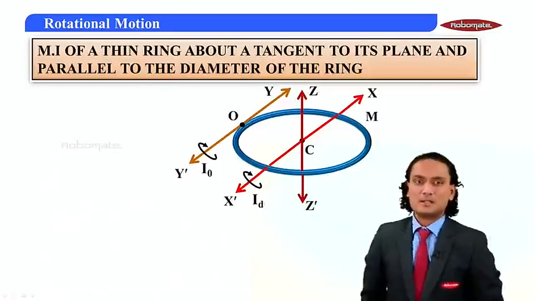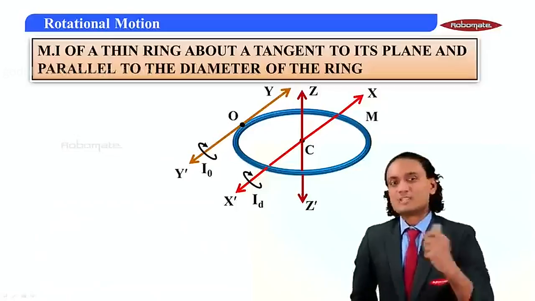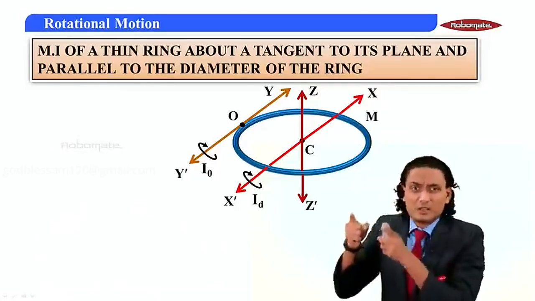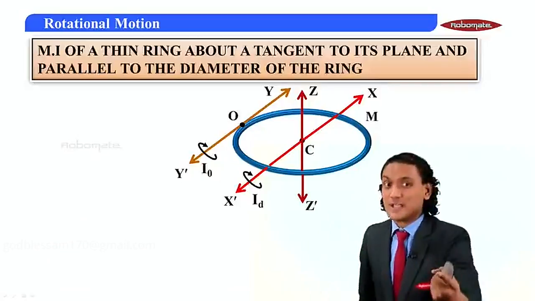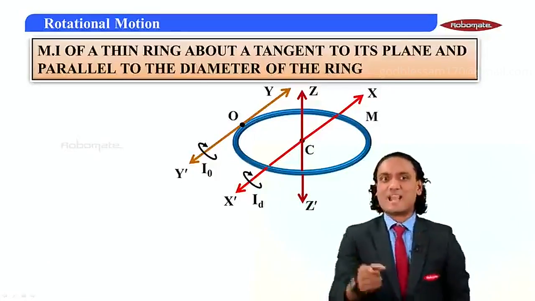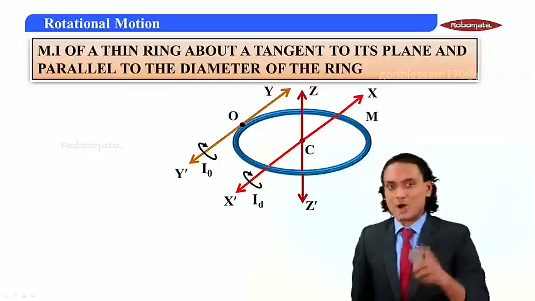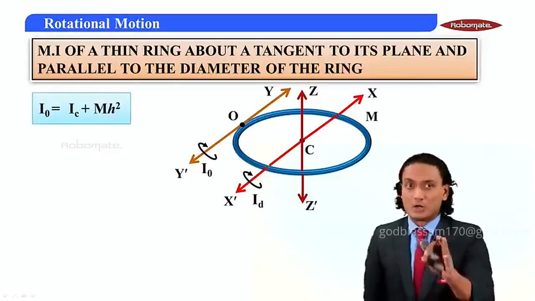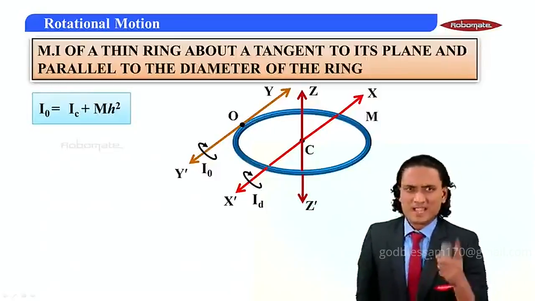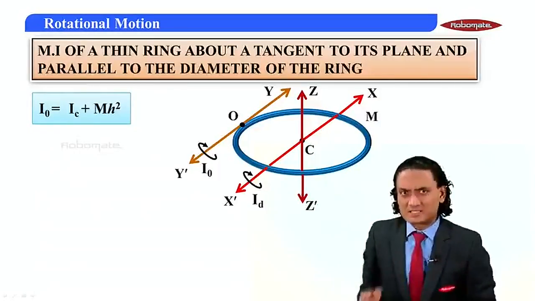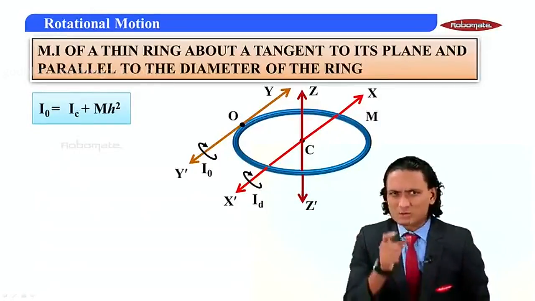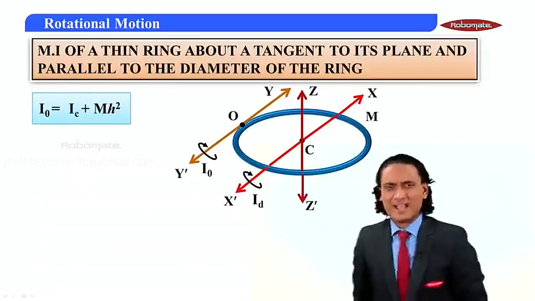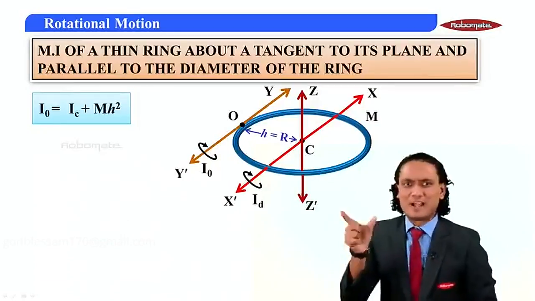So, diagram is on your screen. How will you calculate I naught? Two parallel axes. So which theorem? Very good. We can use parallel axis theorem. According to parallel axis theorem, I naught is IC plus MH square. Now hold on. What is H? H is the distance between the two parallel axes. See the diagram. Can you guess what will be H? Very good. H is equal to R. It is the radius of the ring.